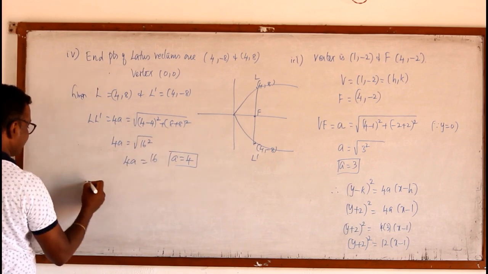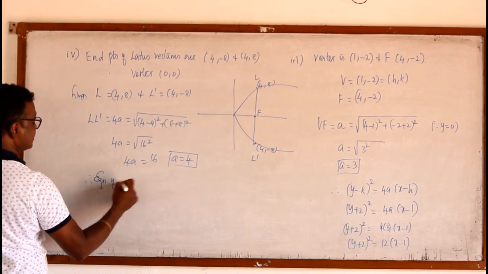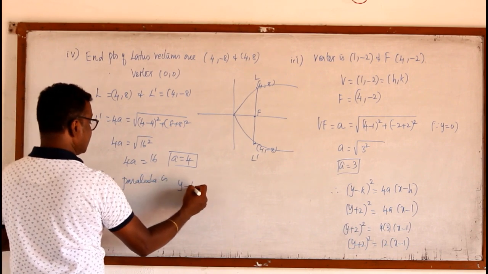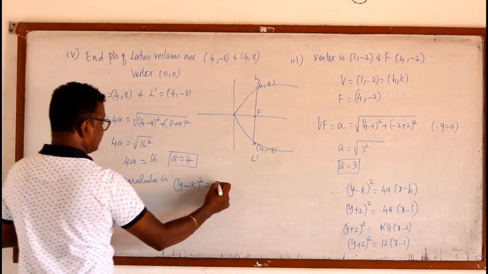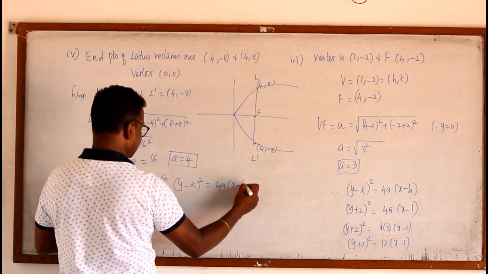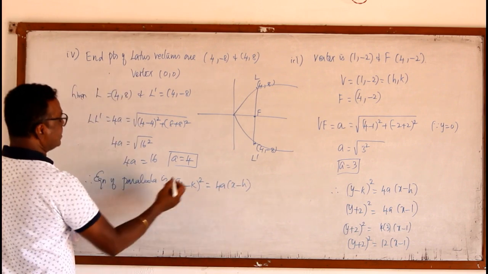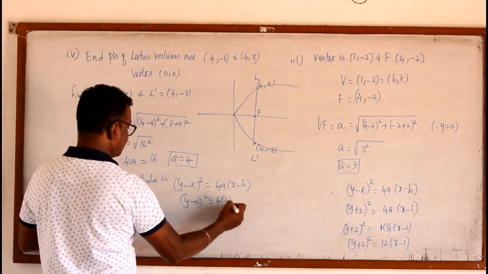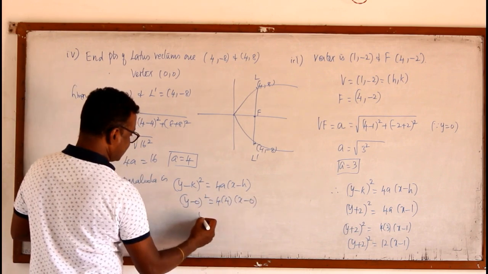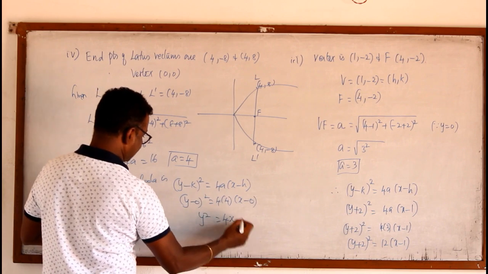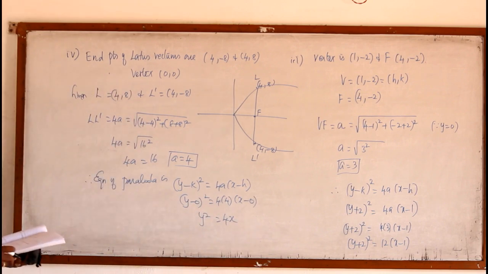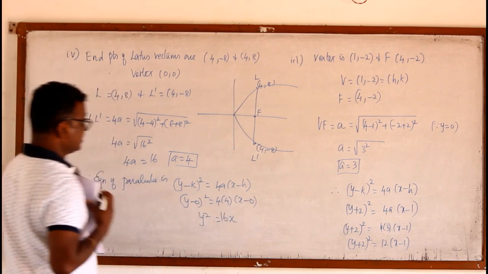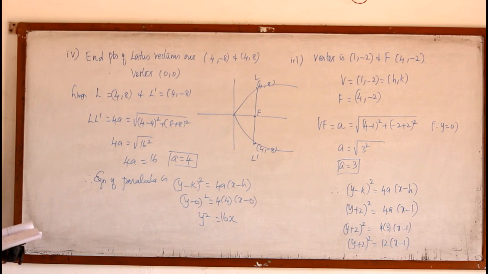The curve is a standard form. Therefore, the equation of the parabola is (y - k) whole square equal to 4a into (x - h), the standard parabola. Here the vertex is (0, 0), so (y - 0) whole square equal to 4 into 4 into (x - 0). It is y square equal to 16x. So this is the equation of the parabola.